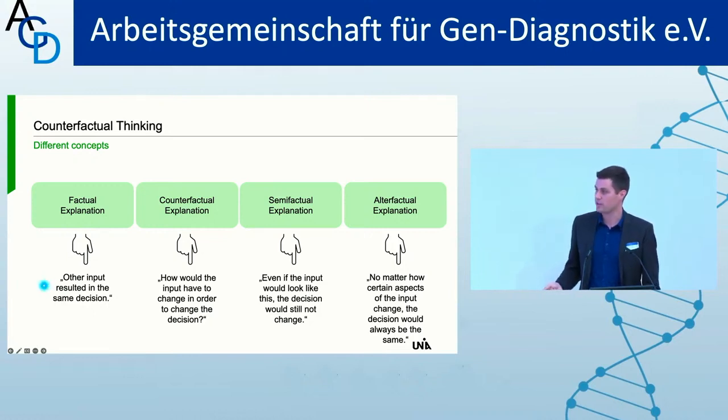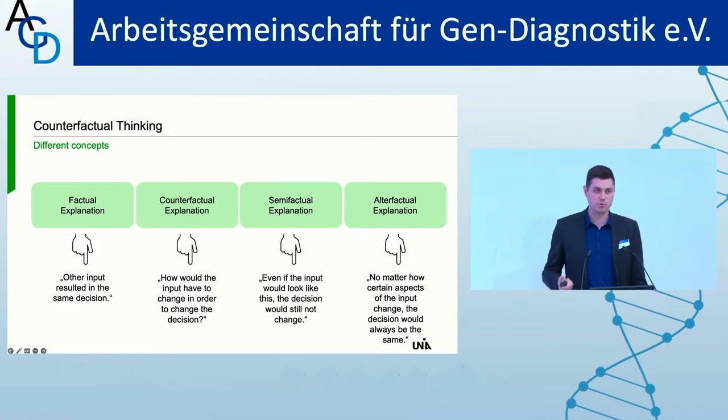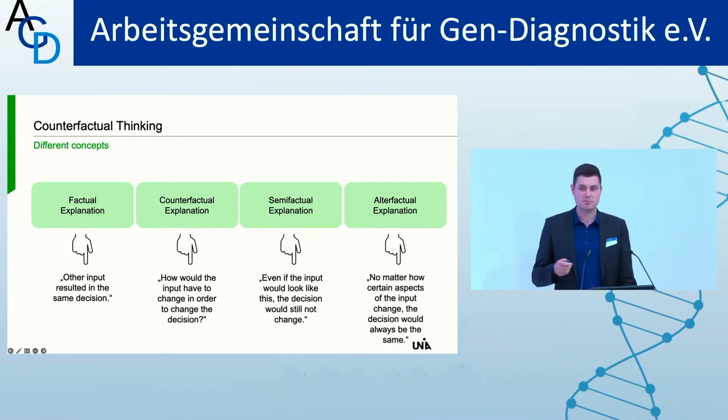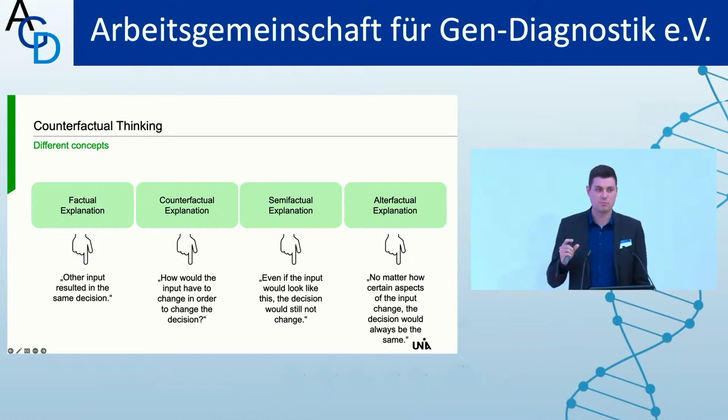Counterfactual explanation, on the other hand, asks how the input would have to change in order to change the decision. You would have to change the input image so that the decision threshold is met to change to the other decision. The semi-factual explanation says, even if the input would look like this, the decision would still not change. So this means even if the image has been modified, the decision threshold would still not have been met to become the other decision.